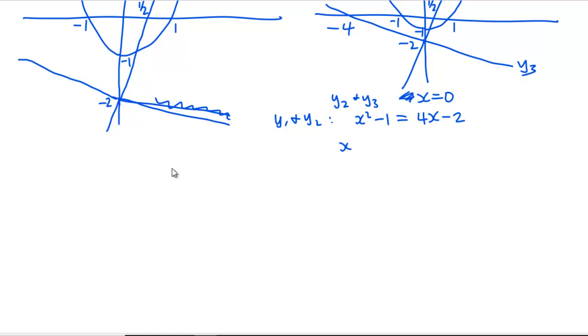So x squared minus 4x plus 1 is 0. Well, let's complete the square. x minus 2 squared equals 3. x equals 2 plus or minus root 3. So at least they're both positive. So that's our 1, 2, 3 intersection points.